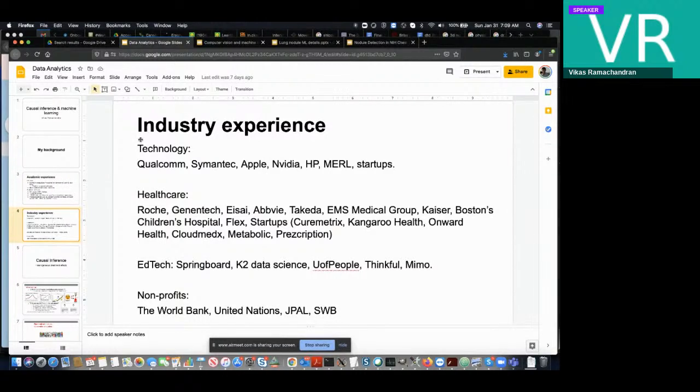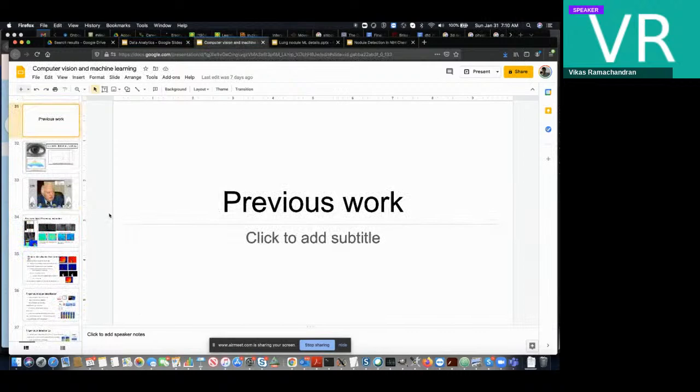Again, I'll share some slides. So looking at images, trying to build computer vision and machine learning algorithms. And I'll walk through some of that very briefly. Again, like I said, I would want to keep this more interactive and open to questions and so on. So I'll just quickly go through some of my previous work, mainly in the computer vision and imaging space.